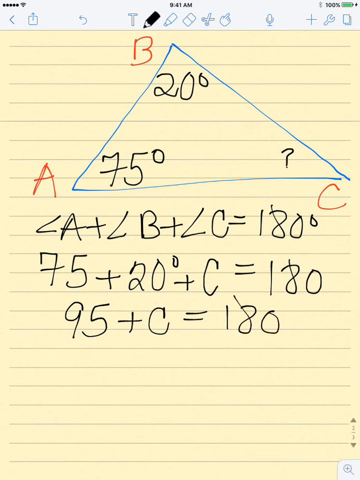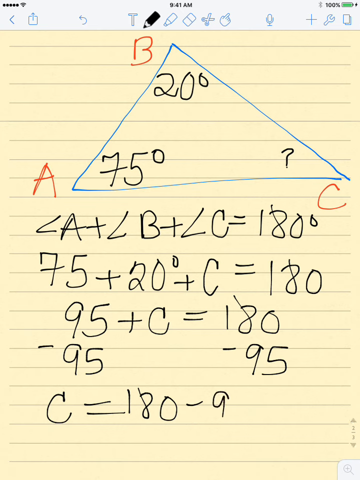Just like algebra, let's get C by itself. So I'm going to subtract 95 from both sides. And C equals 180 minus 95, which is 85 degrees. So that means that the measure of angle C is 85 degrees. And we can double check our work.